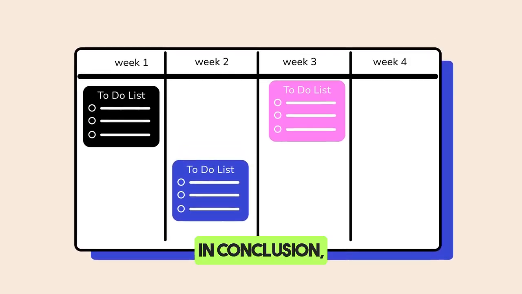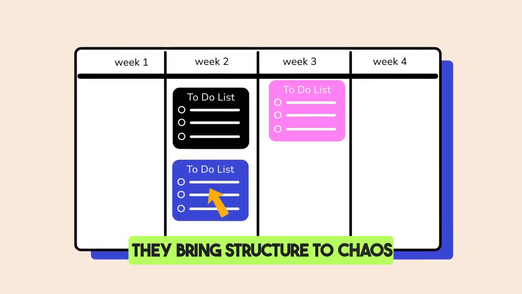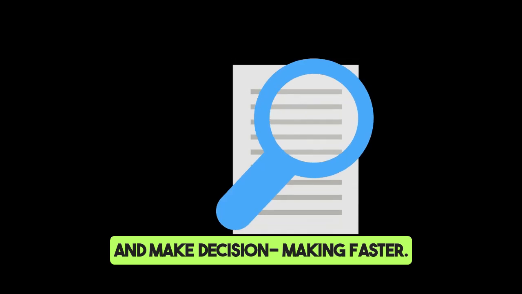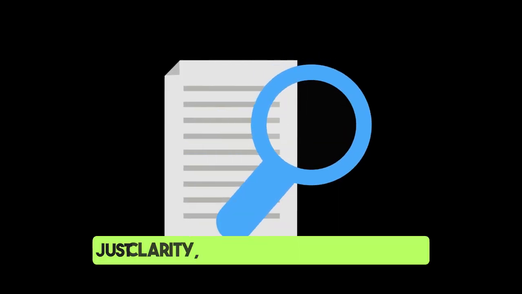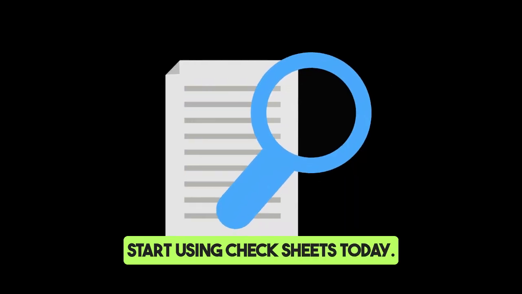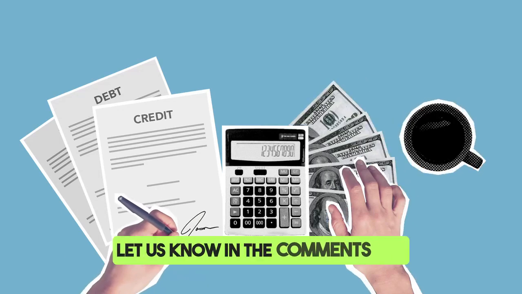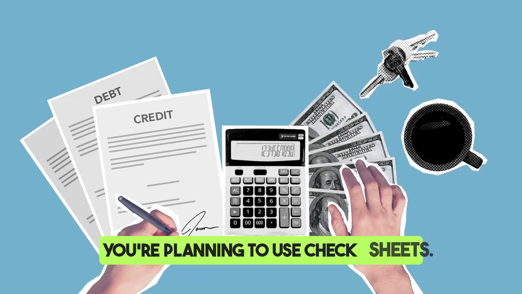In conclusion, check sheets are simple but powerful. They bring structure to chaos and make decision-making faster. No fancy tools, just clarity, consistency, and results. Start using check sheets today. Streamline your process. Cut the confusion. Make smarter decisions. Let us know in the comments how you're planning to use check sheets.